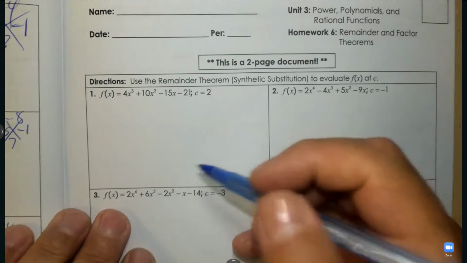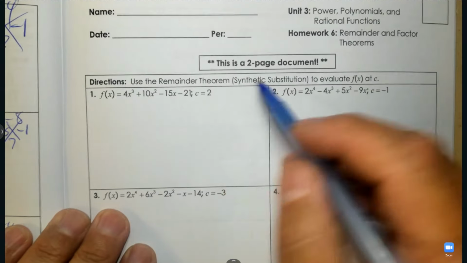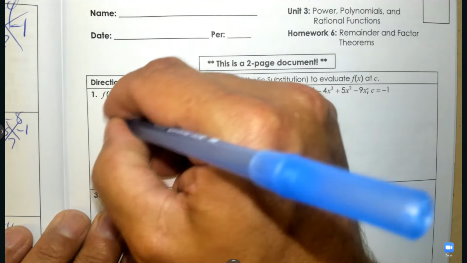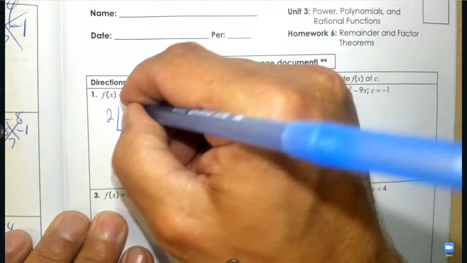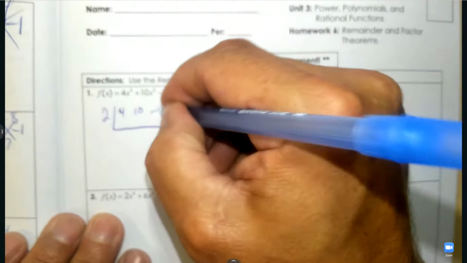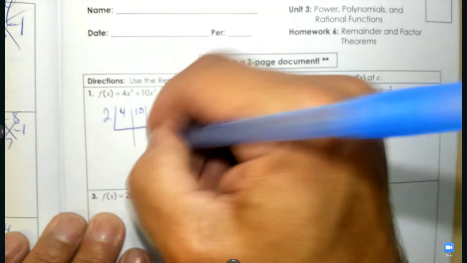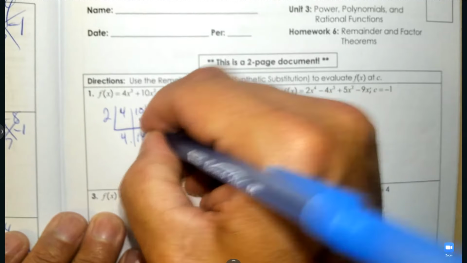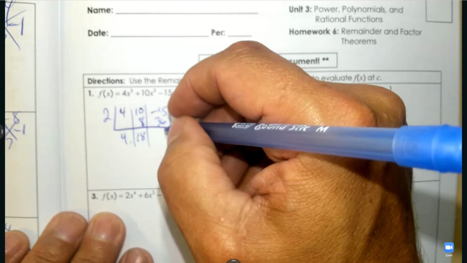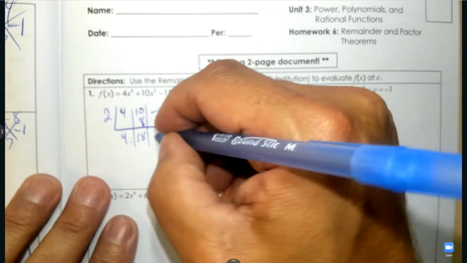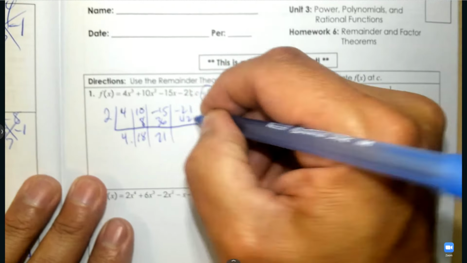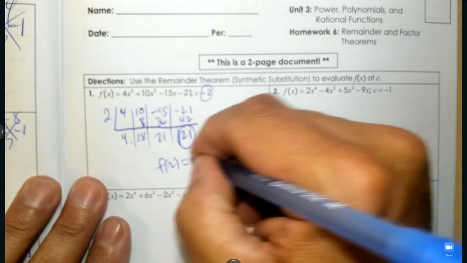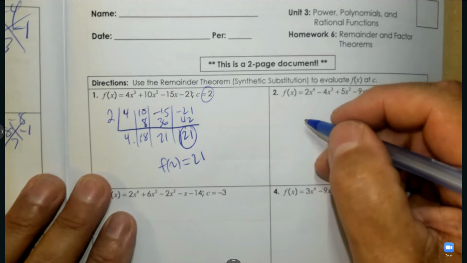All right, here's your homework on the remainder theorem or synthetic substitution. If I want to practice my substitution skills, I can do it by dividing. So I take the 2 and I divide it into 4, 10, negative 15, and negative 20. I'm going to drop the 4, multiply, and add. Multiply, and then add, if I can add correctly here. And then multiply, and then add. This answer is what I'm looking for. So when you plug in 2, the answer is 21.